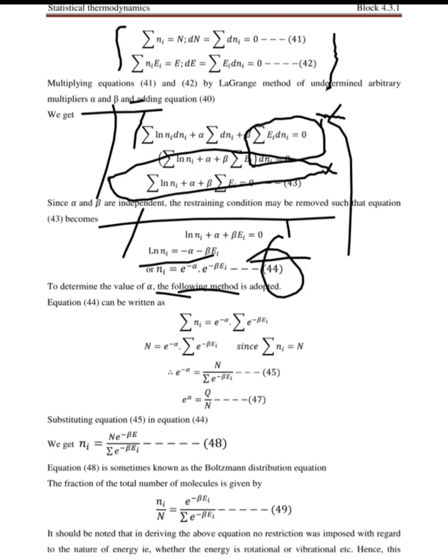And further, to determine the value of alpha, the following method is adopted. Taking equation 44, we are going to calculate the value of e to the power of alpha. So that is equation 47, and putting equation 45 in equation 44, we'll get the Maxwell Boltzmann statistics. So keeping this, we are going to calculate the number of molecules present in the different energy levels.